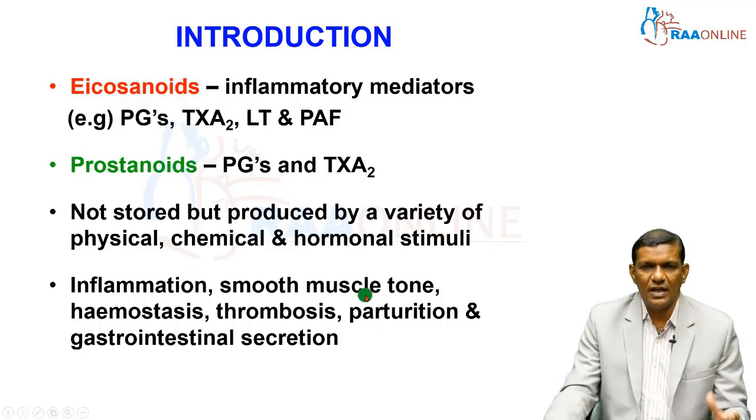The muscle may either contract or relax. They are responsible for hemostasis and thrombosis, especially thromboxane A2, which is responsible for platelet aggregation leading to thrombosis. They also play a role in parturition; some prostaglandins can be used at the time of delivery for induction of labor. And of course, in GI secretions, especially acid secretion and mucus secretion. So these are some of the systems in which prostaglandins play a role.